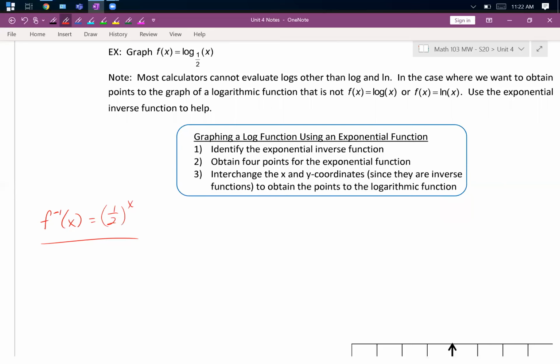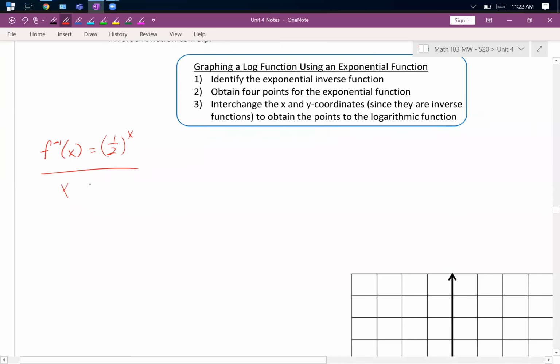And we did that before by just making an xy chart. We chose our x values to be -1, 0, 1, and 2 always. And then we find our corresponding y values. 1/2 to the -1 is 2. 1/2 to the 0 is 1. 1/2 to the first is 1/2. 1/2 squared is 1/4.